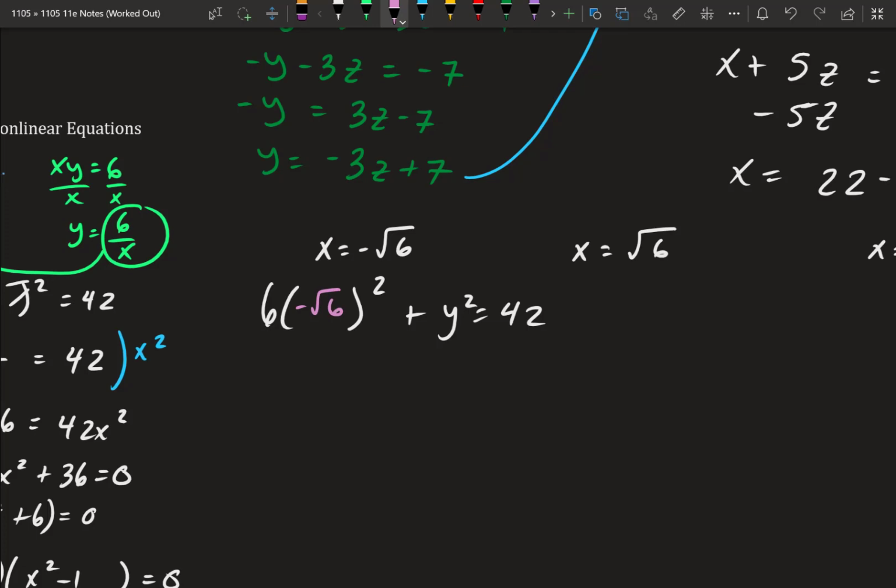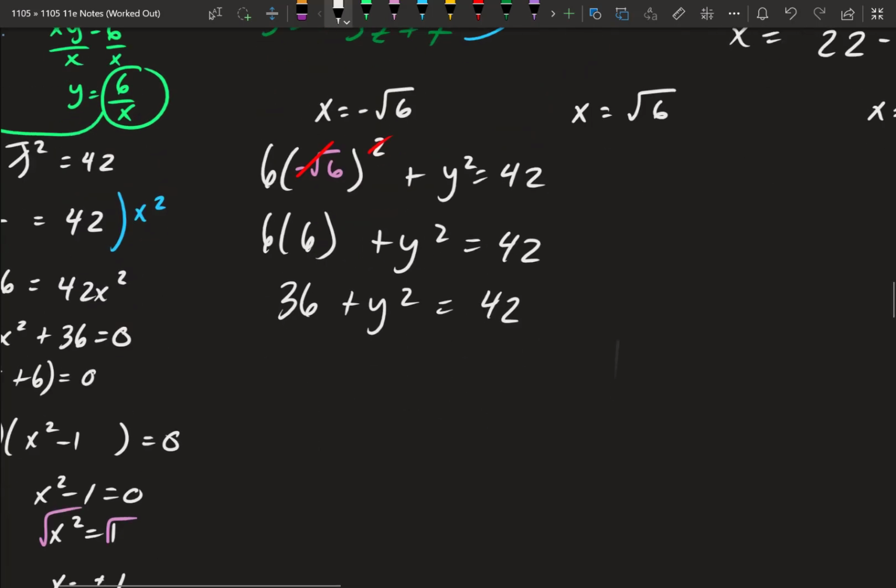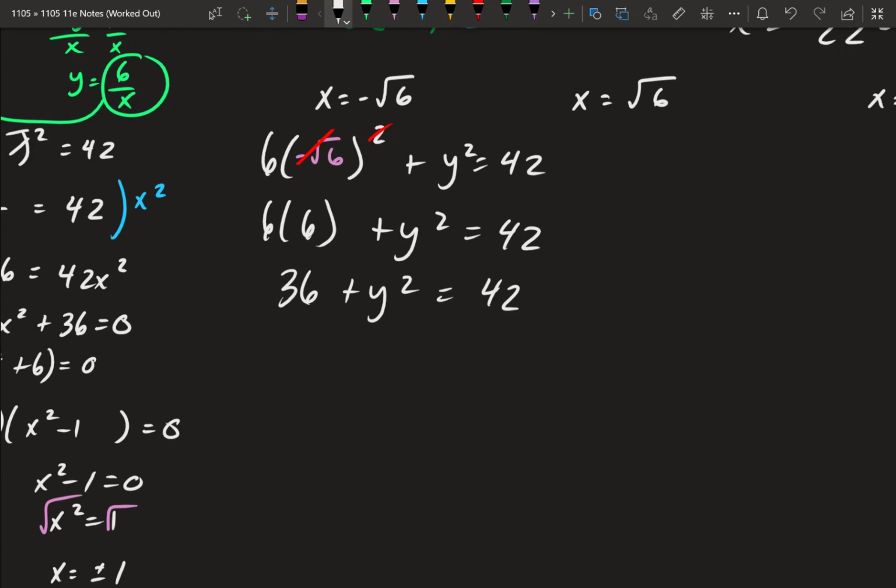Alright, so negative square root of 6 squared. That sounds stupid when you say that, right? Negative square root of 6 squared. It's because they actually cancel each other out. So we have 6 times 6 plus y squared equals 42. 36 plus y squared equals 42. Subtract 36, so we get y squared equals 6. Square root it, and we get y equals positive/negative square root of 6.